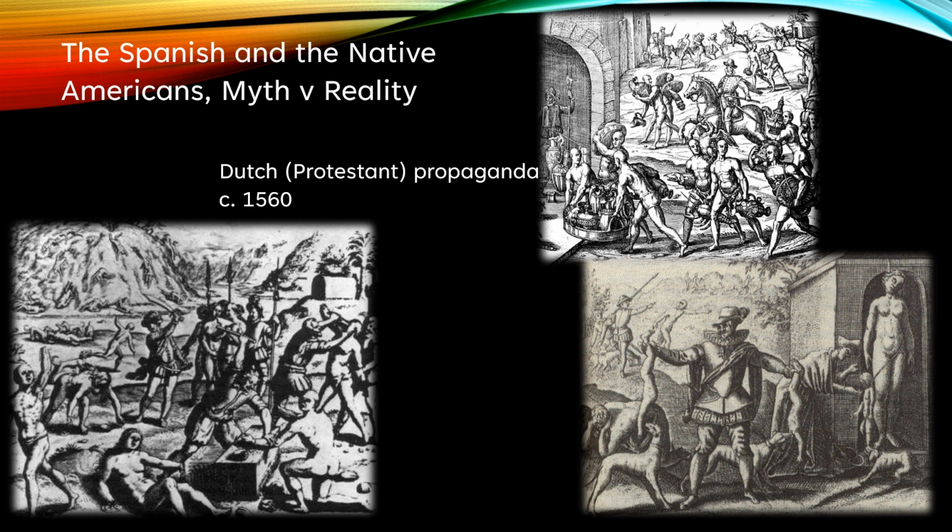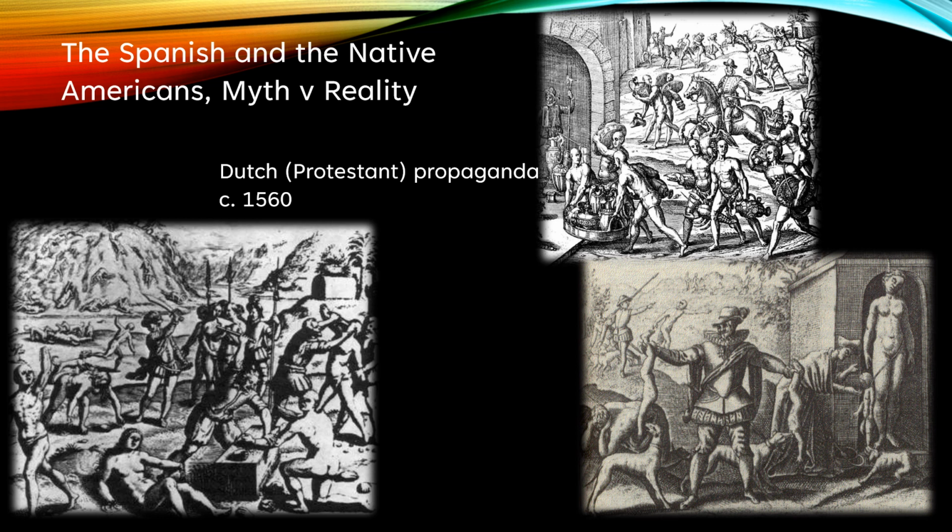So the Dutch are well motivated to make the Spanish appear as horrible, horrible monsters. The Dutch message is, look what the Spanish are doing to these poor Native Americans. If they're going to do this to these poor Native Americans, think what they'll do to us. And so that leads to all this propaganda. So the image that you see here and on the next slide are Dutch propaganda about what the Spanish are doing to the Native Americans.